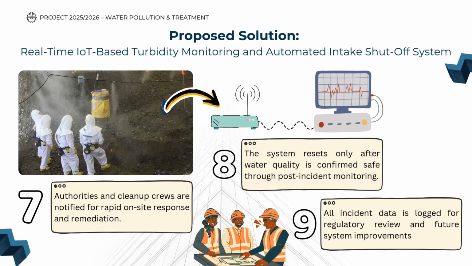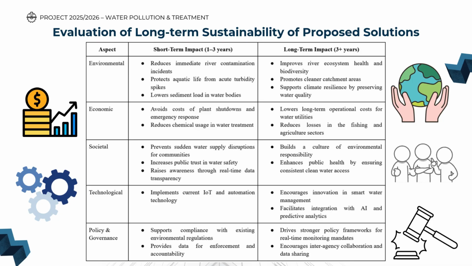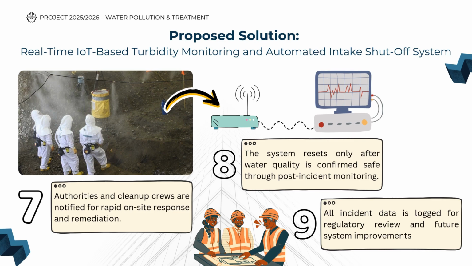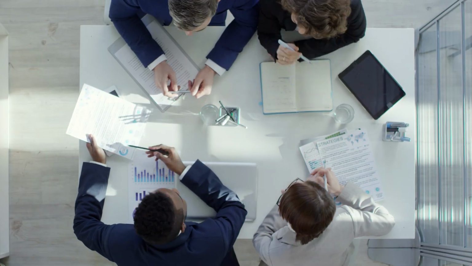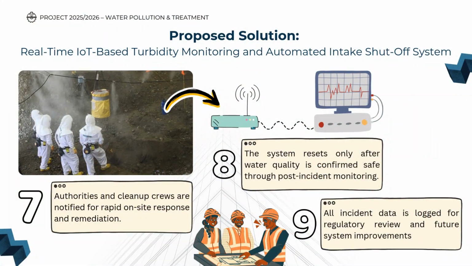The system does not reset automatically. Normal operations resume only after water quality is confirmed safe through post-incident monitoring, ensuring that no residual risks remain. Every incident is fully documented, including turbidity levels, response times, and valve actions. This data is logged for regulatory review, compliance audits, and future system improvements. In short, this integrated IoT system safeguards river cleanliness, guarantees uninterrupted water supply, and contributes to a safer, healthier Malaysia.